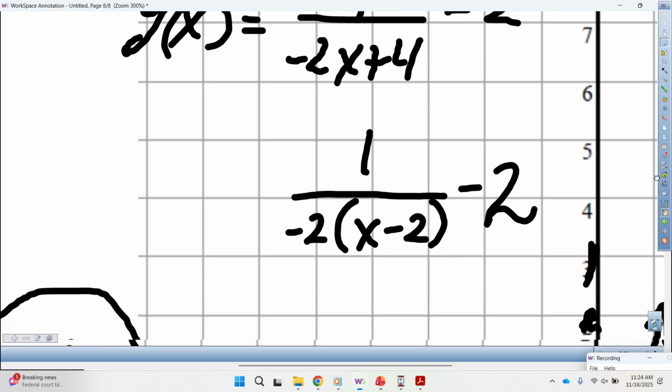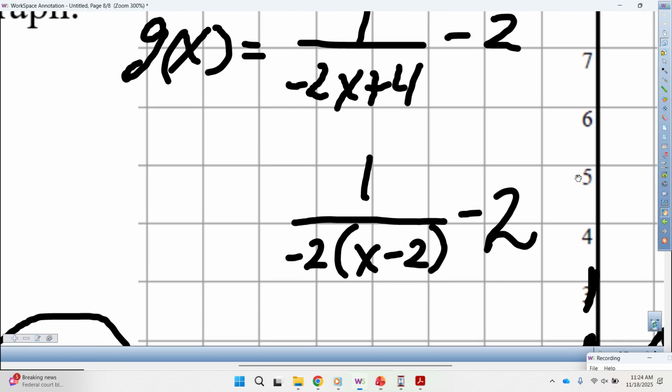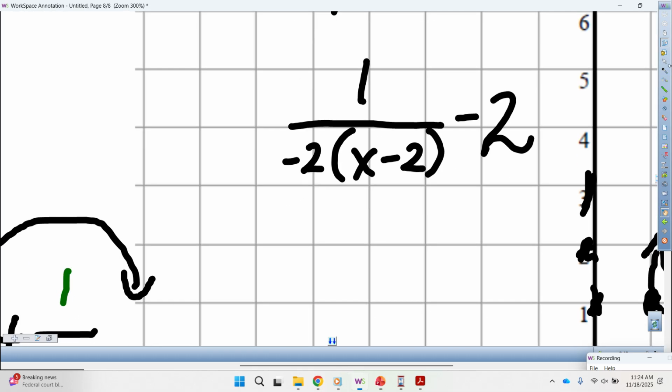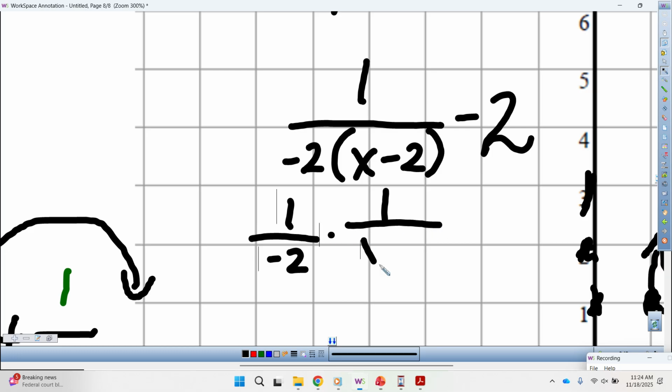Okay. So now, check this out. This I can split up into 2 fractions. The first fraction is 1 over negative 2. The second fraction is 1 over x minus 2. You guys agree with that so far? Yes?